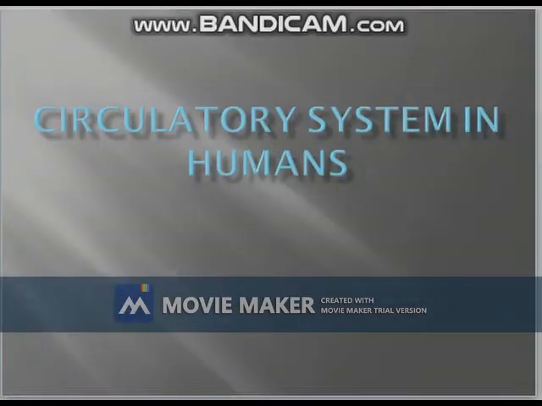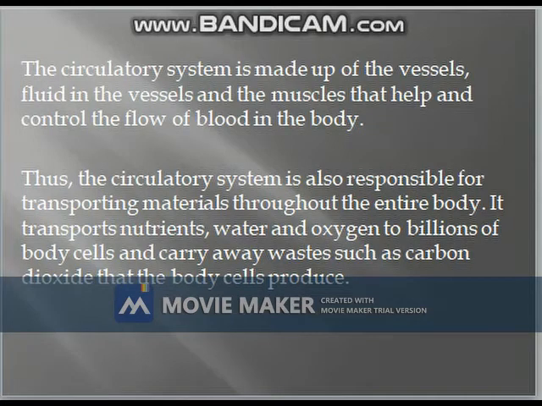So today we are going to look at the circulatory system in humans. When we talk about the circulatory system, it is made up of the vessels, fluid in the vessels, and the muscles that help and control the flow of blood in the body. Thus, the circulatory system is also responsible for transporting materials throughout the entire body. It transports nutrients, water, and oxygen to billions of body cells and carries away wastes such as carbon dioxide that the body cells produce.